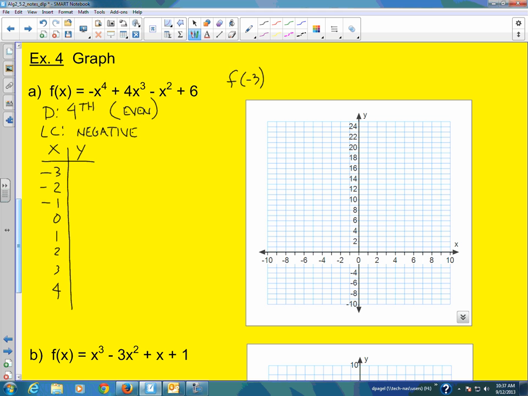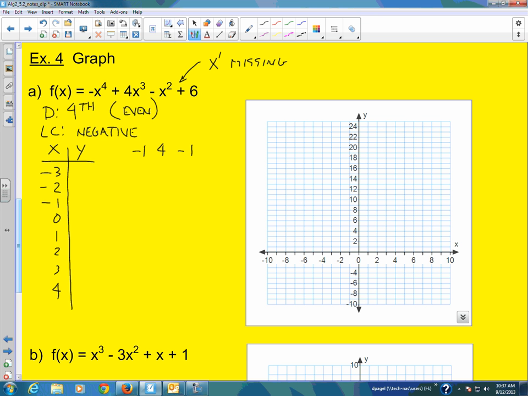And here's where you can use, this is the beauty of synthetic substitution. You can use synthetic substitution to come up with these values. And I'm going to show you real quick how that works. So we've got a -1, and then a 4, and then a -1 for our second degree. Now here, the x to the first degree is missing.